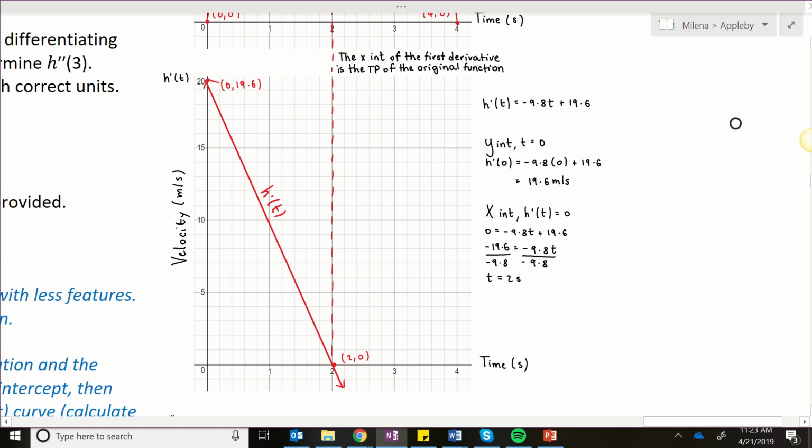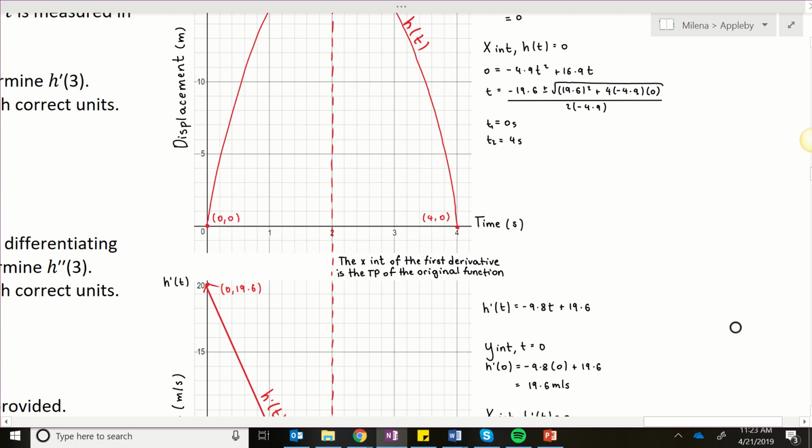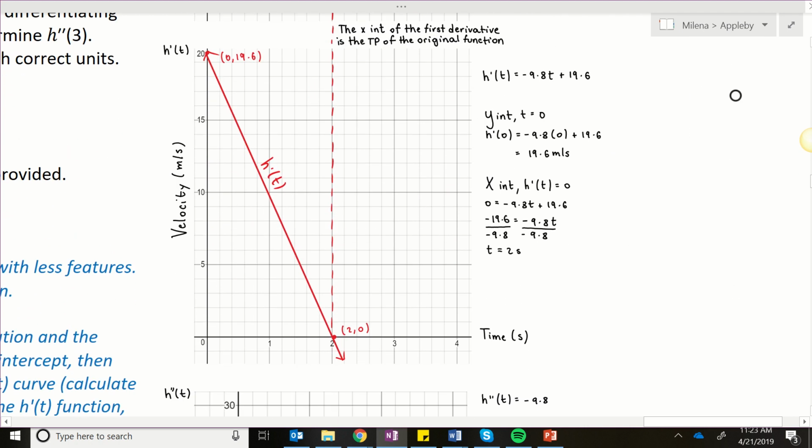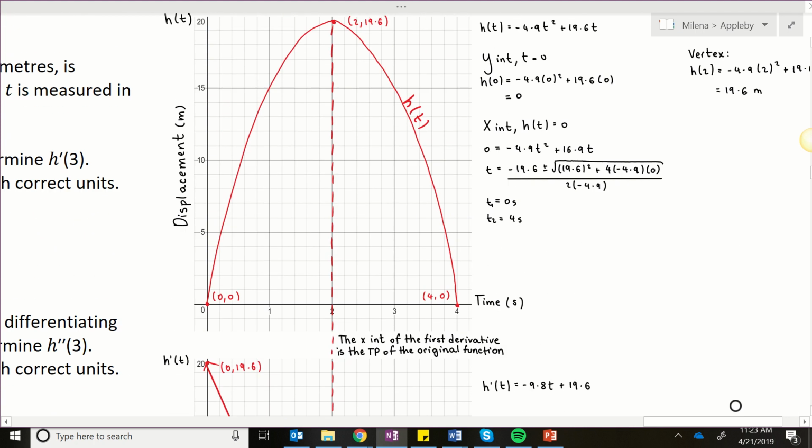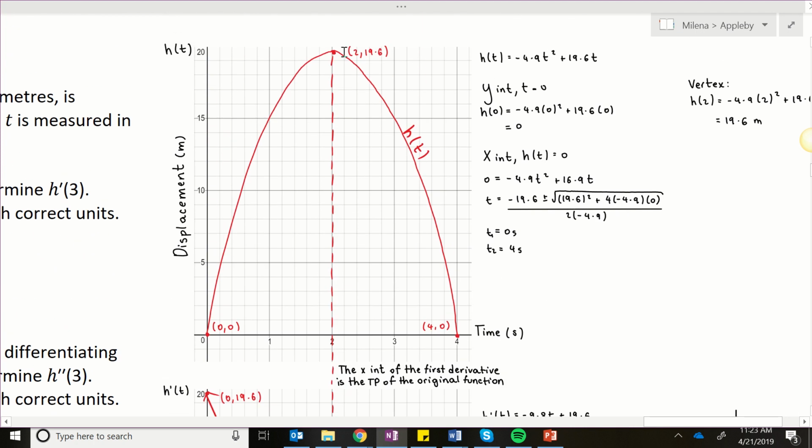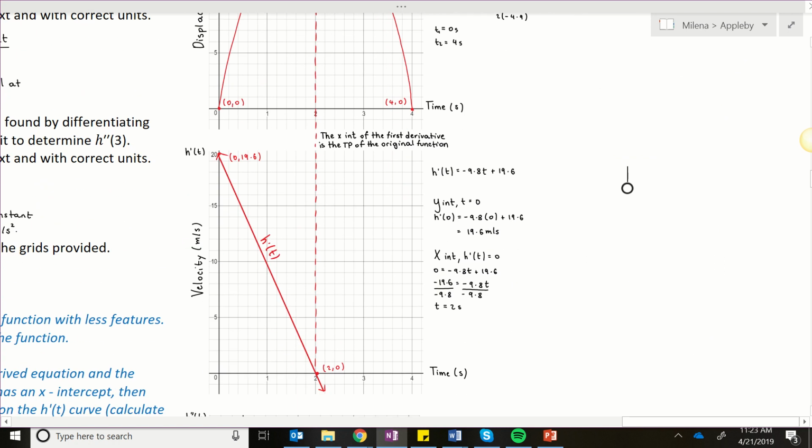Alright, now we can sketch the velocity function. Again, I included the equation of the function in the right corner, and I determined the y and x intercepts, and I labeled them accordingly. So in this case, you can see some dotted lines which connect my velocity and my displacement graph, because this x-intercept in my velocity graph actually helps me determine the turning point of my displacement graph. So let's look at the connection made here.